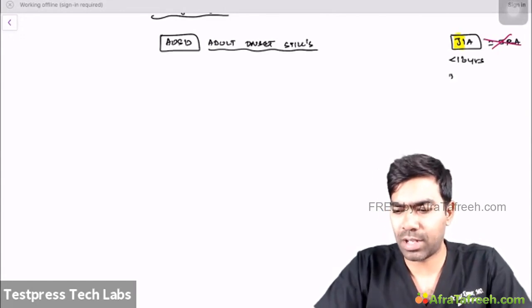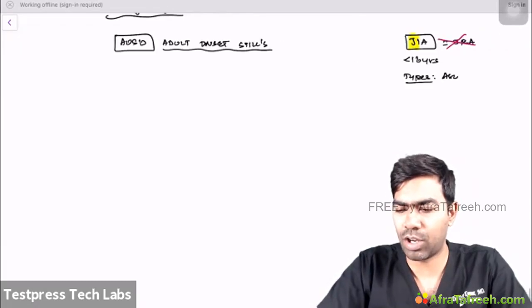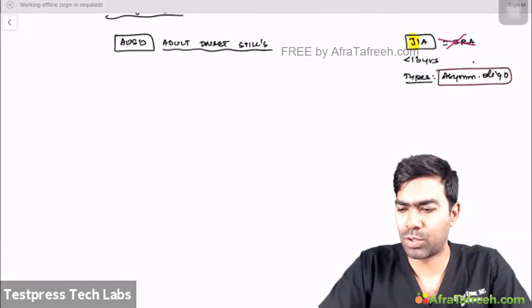That's why it's called juvenile idiopathic arthritis. It has many types. There are basically 3 different types. One is called asymmetric oligoarticular variety, which is the commonest form, basically. This is going to be the most common variety.